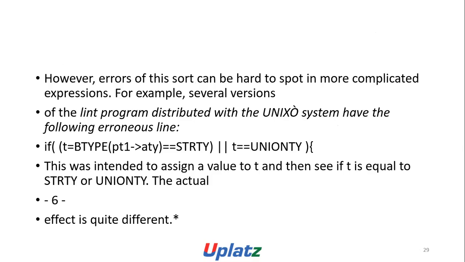For example, several versions of the lint program distributed with the Unix system have the following erroneous line: if (t = b_type(p->type) == STRTY || t == UNIONTY) { This was intended to assign a value to t, and then see if t is equal to STRTY or UNIONTY. The actual effect is quite different.